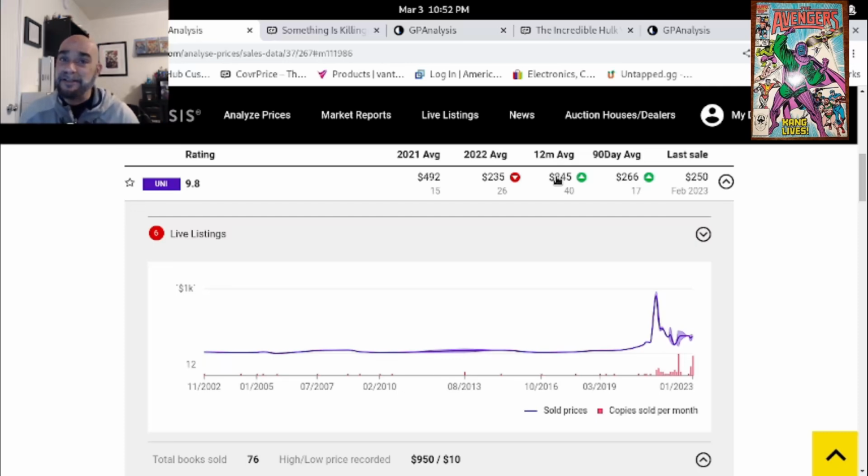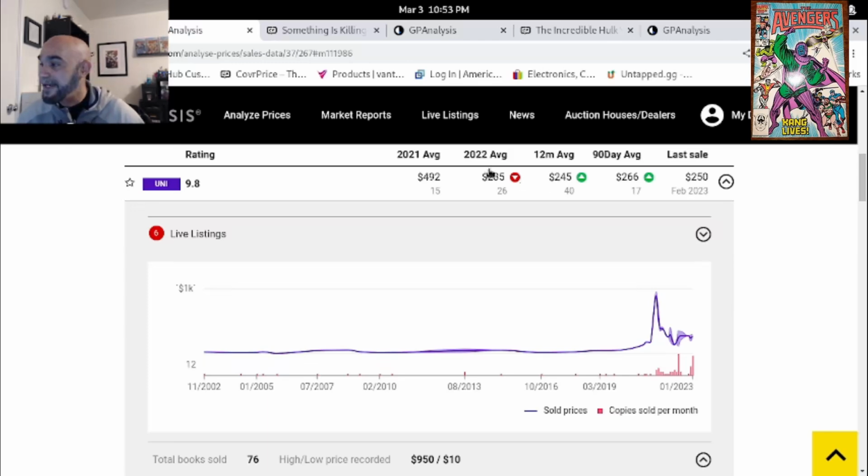And if Kang Dynasty or Secret Wars is any good, this book will spike higher, and there'll be a new floor for it. If it's anything like the last several years of Marvel films, this book will die back down, and you can get it for right around that $180 mark, like I said before.